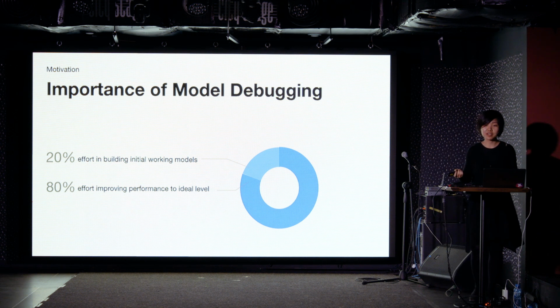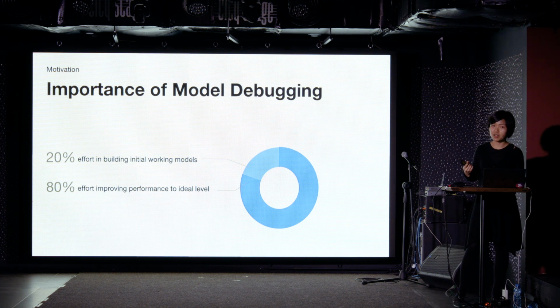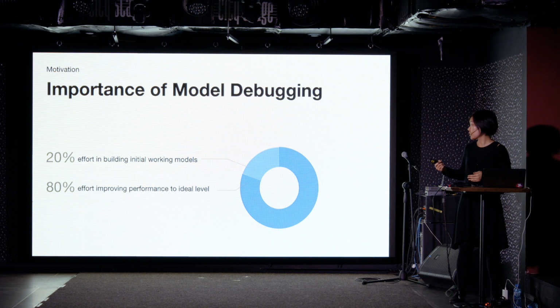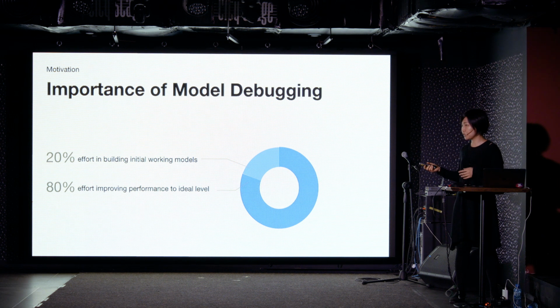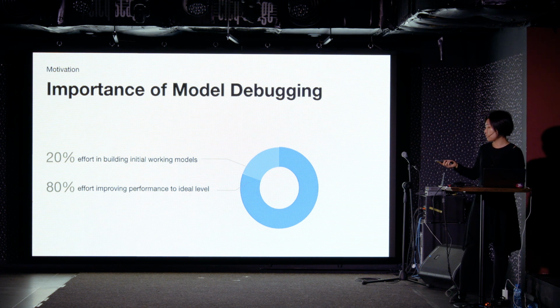Why is model debugging important? Machine learning practitioners usually report that the majority of the time is spent not on building the models, but instead on iterating on an existing model and trying to improve its performance to an ideal level. And because they spend a lot of time on this iteration process, it gives us a lot of opportunities to improve the efficiency and clarity for them, to make this process more efficient.